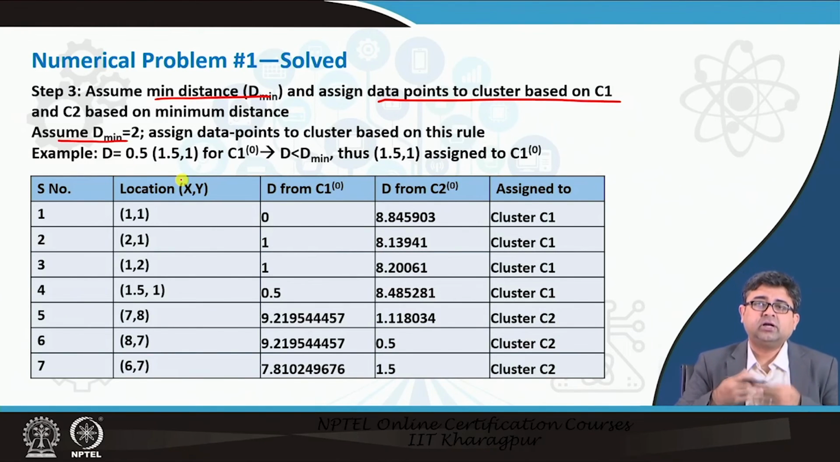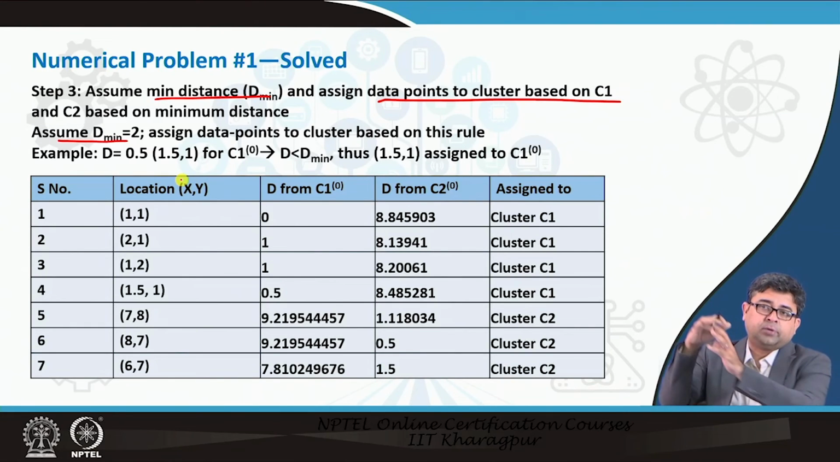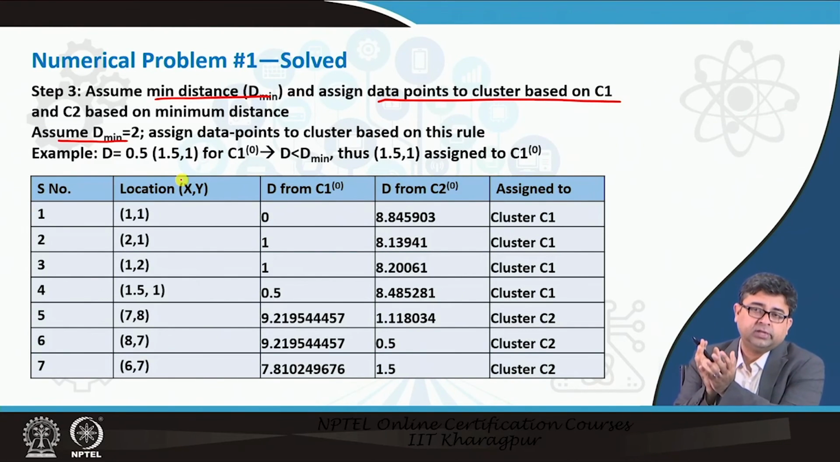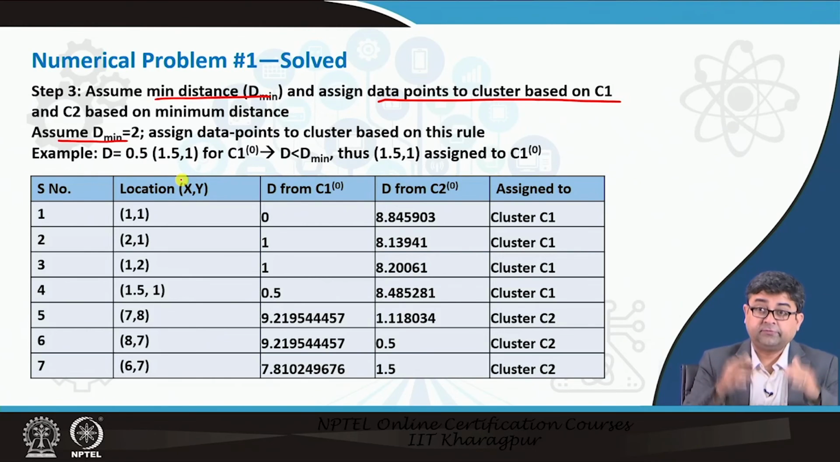The iterations will stop once the centroid positions do not change. Once the centroid positions do not change from one iteration to another, then you can say that yes, these two are the centroids, and all the points around one belong to this cluster, and all the points around the other belong to the other cluster. So, this is just the first iteration, the first step that we are telling you.